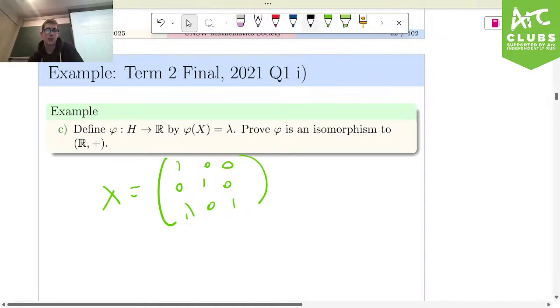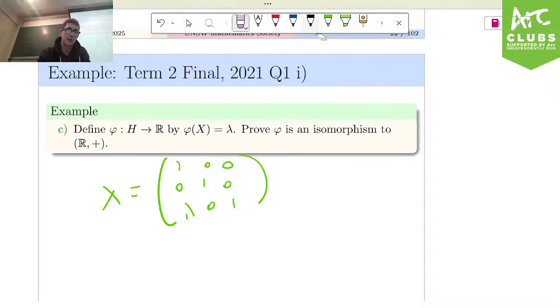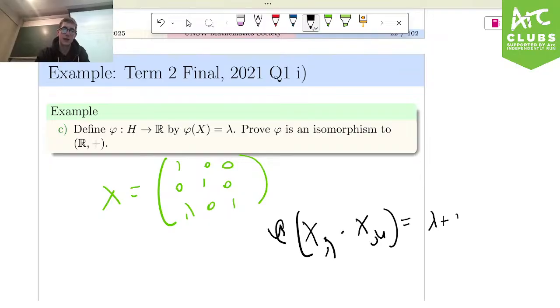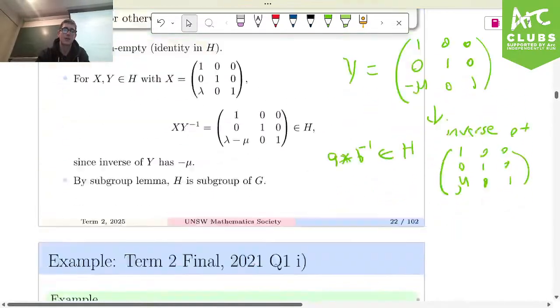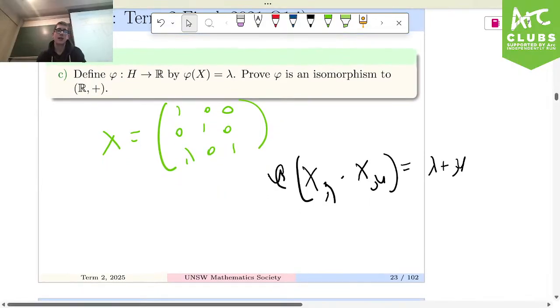So the way that you can do this is just by showing, say, if we have some X characterized by lambda and some X characterized by some mu, that phi of X lambda star, or dot in this case, because matrix multiplication, this would in fact be lambda plus mu by that multiplication we just looked at previously. So that shows that it is a homomorphism. For showing that it is an isomorphism, you don't have to do too much work.